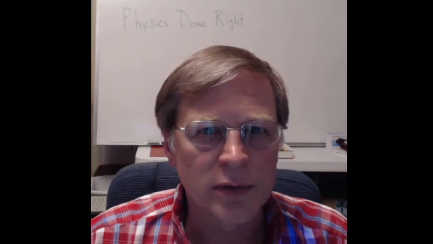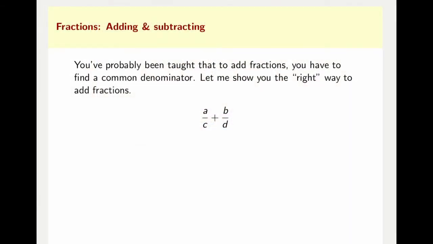Let's get started. Let's talk about adding and subtracting fractions. You've probably been taught that to add fractions, you first have to find a common denominator. I am here to tell you that is absolutely not true, and that is the absolute wrong way to do this. I'm going to show you the right way, which is so much easier, you'll wonder why you were never shown this before. If I want to add a over c plus b over d, what do I do?